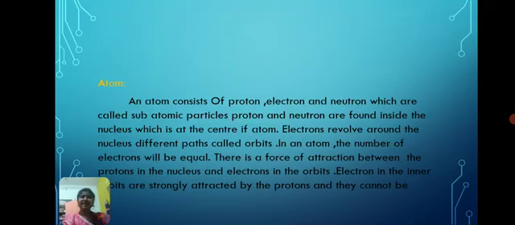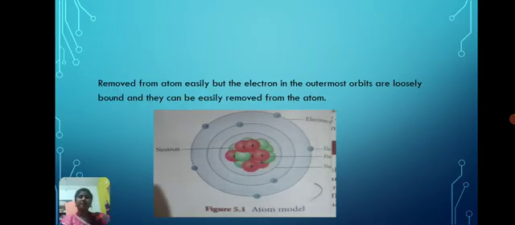Atom. An atom consists of protons, electrons and neutrons, which are called subatomic particles. Protons and neutrons are found inside the nucleus, which is at the center of the atom. Electrons revolve around the nucleus in different paths called orbits. In an atom, the number of electrons will be equal to the number of protons. There is a force of attraction between the protons in the nucleus and electrons in the orbit. Electrons in the inner orbit are strongly attracted by the protons. They cannot be removed from the atom easily, but the electrons in the outermost orbit are loosely bound and they can be easily removed from the atom.